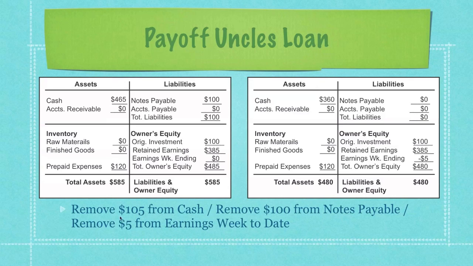So what you want to do is remove $105 from your cash, which you can see I did right here. Then remove $100 from notes payable since you no longer owe him that money. And remember, a notes payable is a long-term debt that requires interest payments. And then you want to remove that additional $5 from your earnings week to date, which will pay off the interest part of the loan.